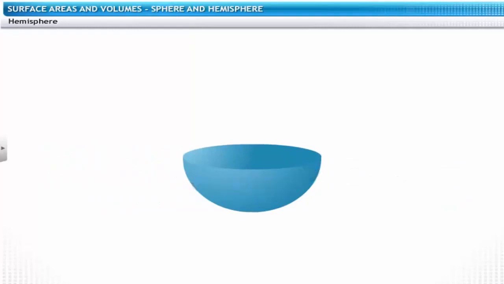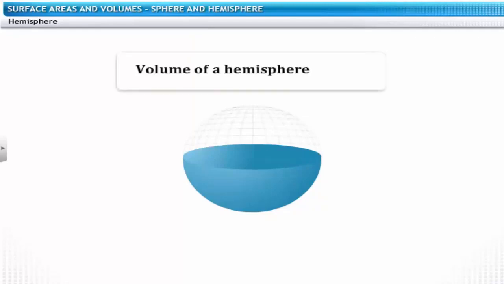Now, let's calculate the volume of the hemisphere. Since the hemisphere is exactly half of the sphere, it follows directly that the volume is half the volume of the sphere, that is, 2 by 3 pi r cubed.